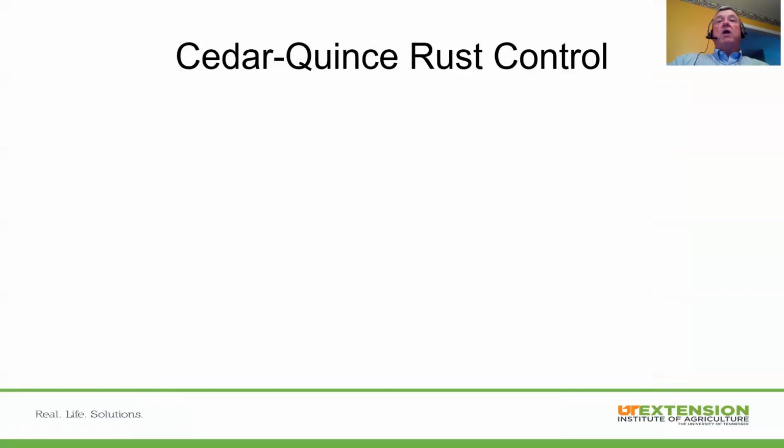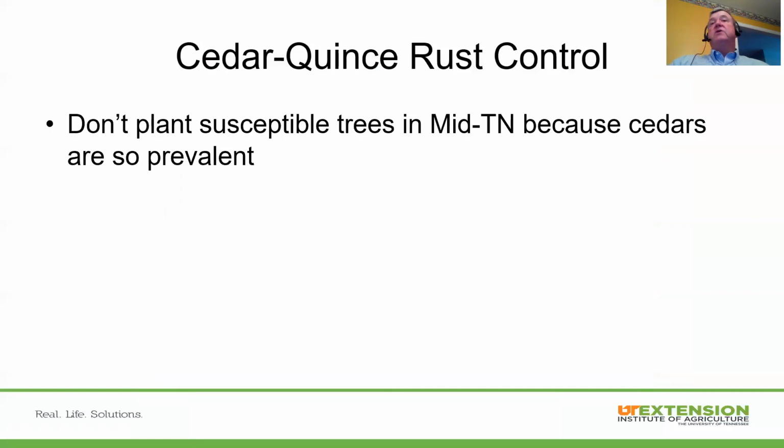What are control options for Cedar-Quince rust? Well, first thing is don't plant susceptible trees in Middle Tennessee because we've got so many cedar trees out there. Some varieties are more susceptible than others, but many of the ornamental plants do have some susceptibility. And even if you do plant one that's more resistant, that doesn't mean it won't get it. It just means that maybe they won't be as noticeable, or the disease pressure will not be as prevalent on a more resistant variety versus one that's not resistant.